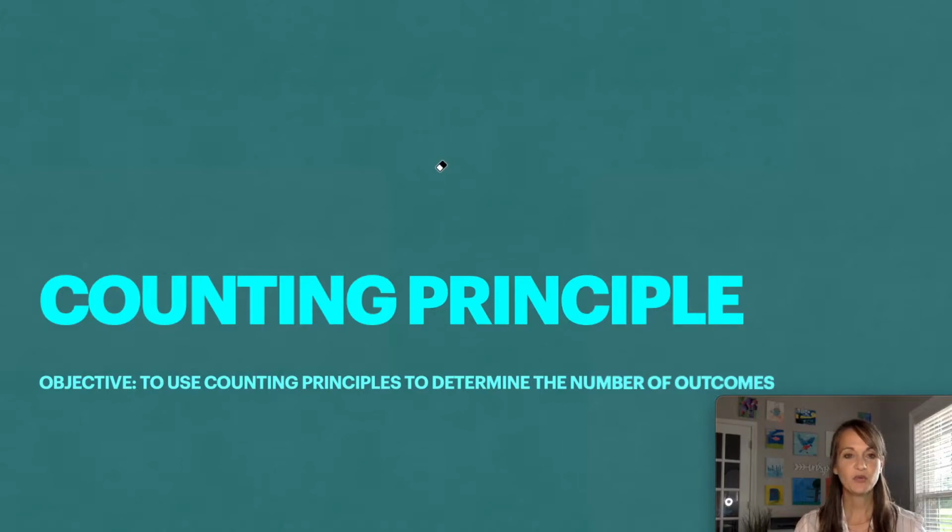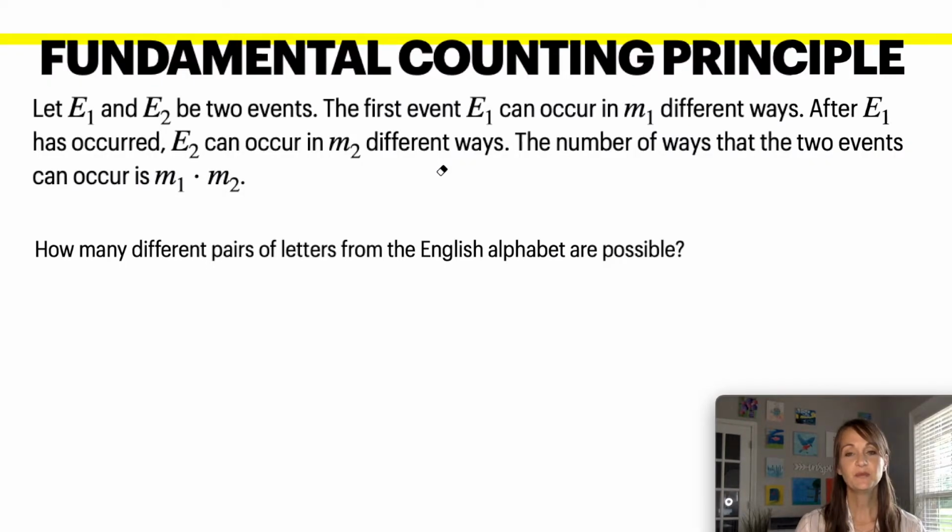In this video, we will be talking about the counting principle and how to use it to determine the number of outcomes. The fundamental counting principle says that if you have two events, the first event can occur in m different ways. After it has occurred, another event can occur in a different number of ways. And the number of ways that the two events can occur is found by multiplying those outcomes together.